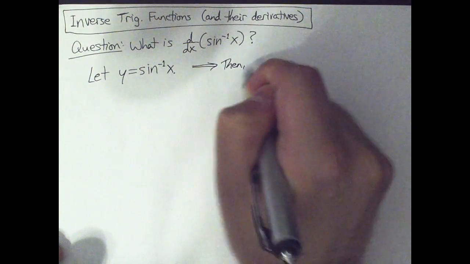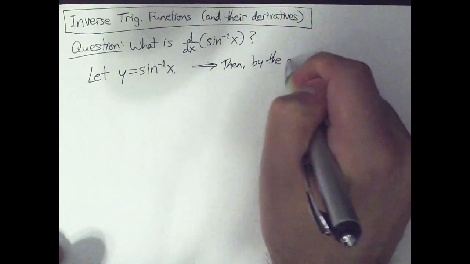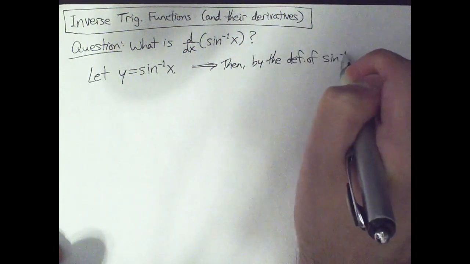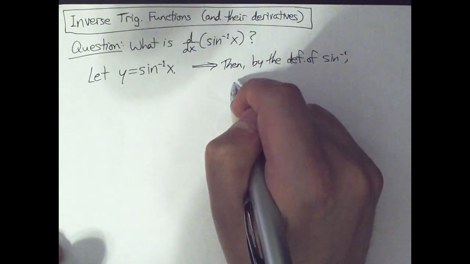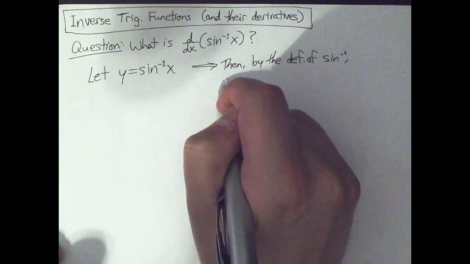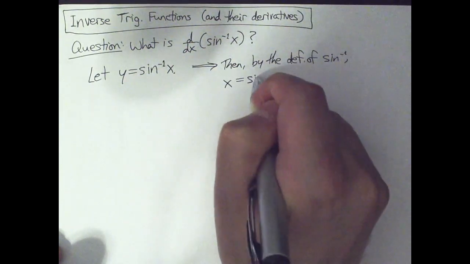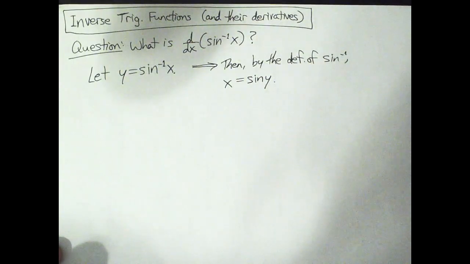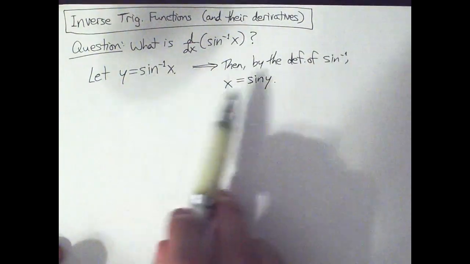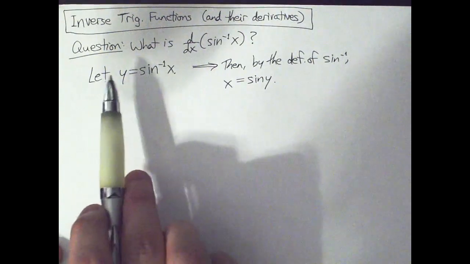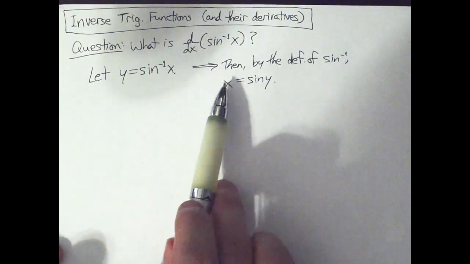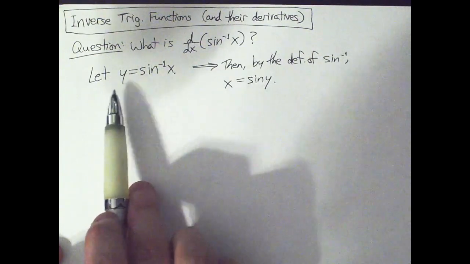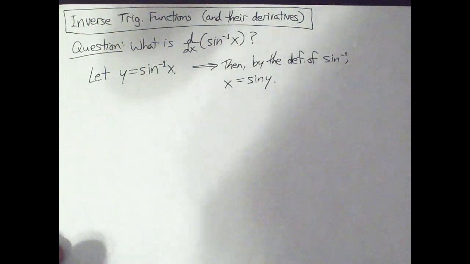Then, by the definition of inverse sine, we know that x is equal to sine y. Right? These two things are equivalent to each other. y equals inverse sine of x is the same as x being equal to sine of y. That's what it means to be an inverse. The x's and y's trade places.